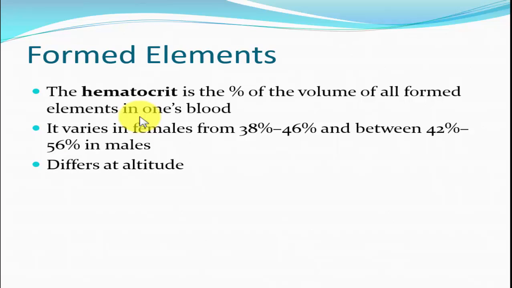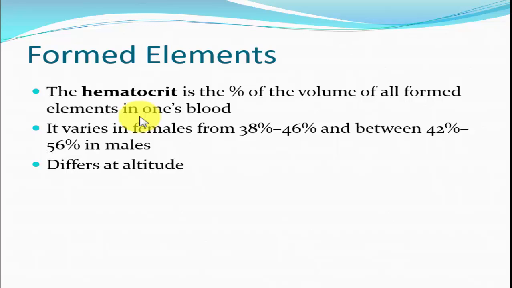Inside the formed elements, we also have what's called hematocrit. Hematocrit is the percentage of the volume of all formed elements in one's blood. It varies depending on your gender. Females have about 38 to 46%, and males between 42 to 56% hematocrit. This also differs at altitude. So think about hematocrit again: it is the percentage of volume of all formed elements in one's blood.